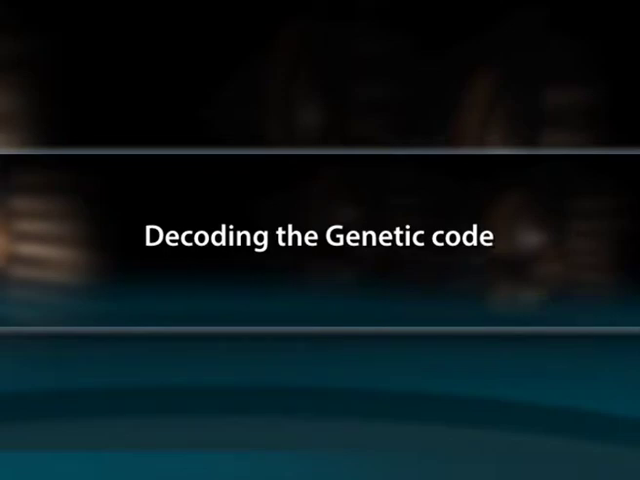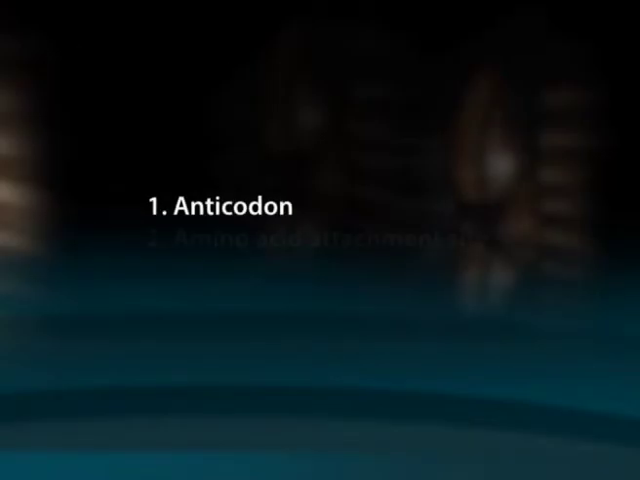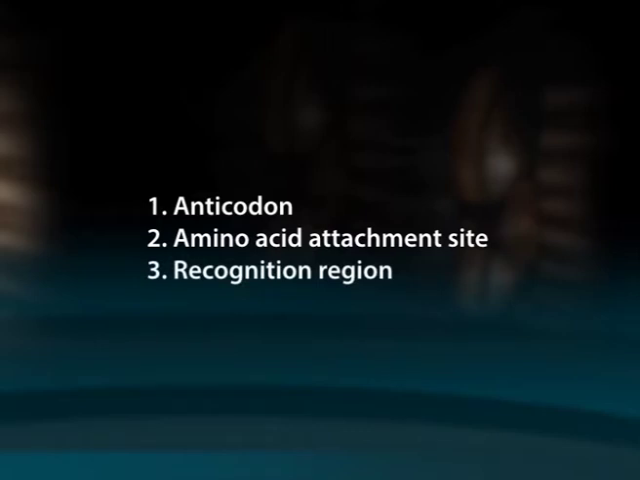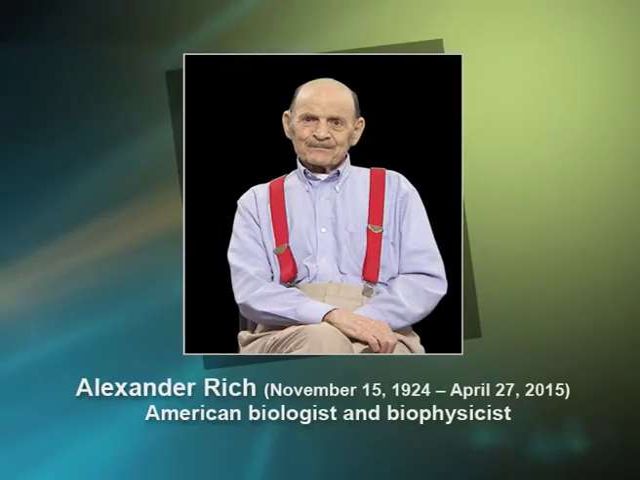Decoding the genetic code. The decoding of the codons on the mRNA to a meaningful amino acid sequence is possible by the help of a tRNA molecule and a set of enzymes called amino-acyl tRNA synthetases. 3 regions of each tRNA molecule are used in the decoding of mRNA. They are anticodon, amino acid attachment site and recognition region. The 3-dimensional structure of tRNA molecule was first determined through X-ray crystallographic studies by Alexander Rich and Aaron Klug in 1974.